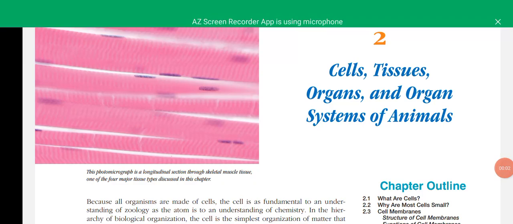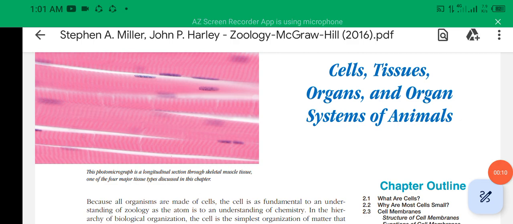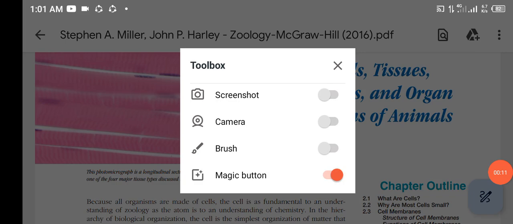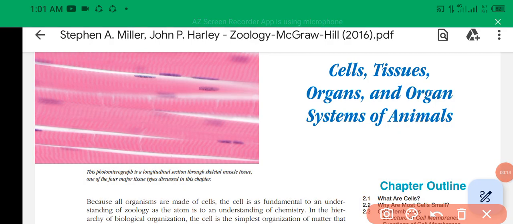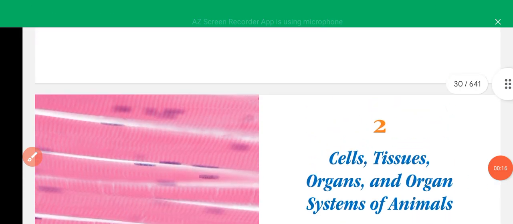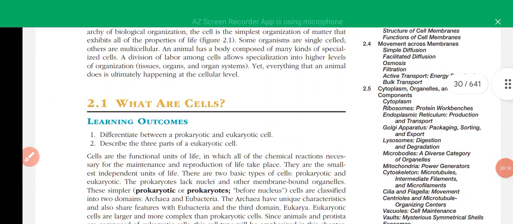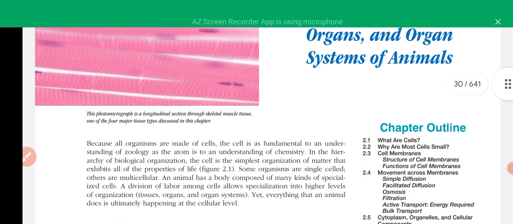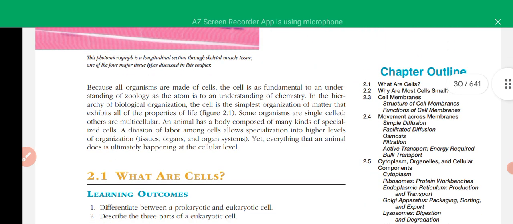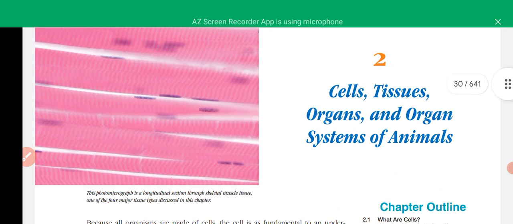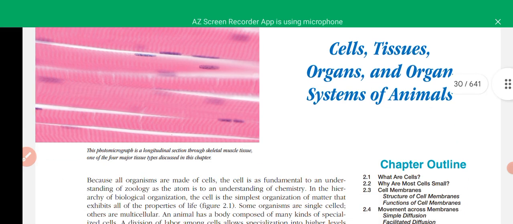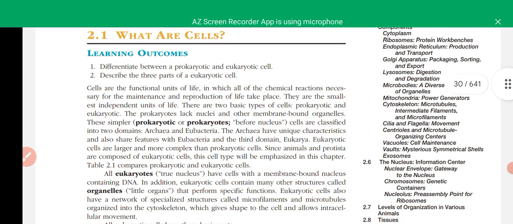Hello and welcome. In this tutorial, we will discuss cells, tissues, organs, and organ systems of animals, and the basic organization of zoology. For chemistry, we have to understand atoms, and for zoology, because all living organisms are made up of cells. Cell is the basic unit of structure and function in living organisms. So we have to study cells and different tissues and organ system levels.